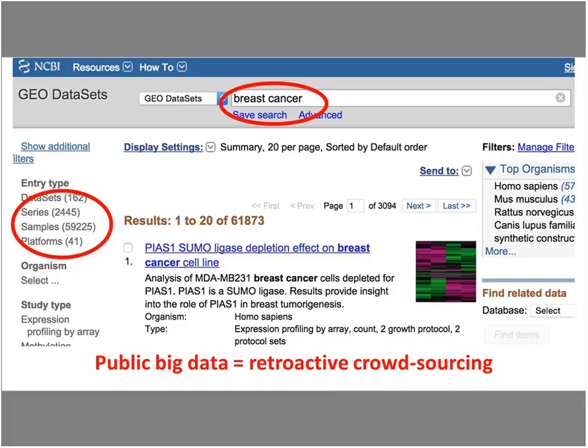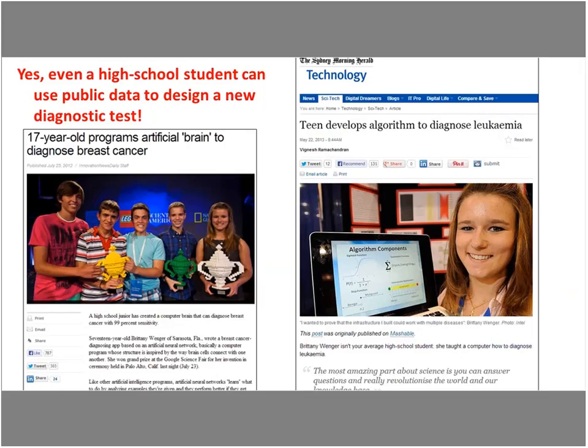So this is a digital repository of data, just sitting there waiting to get started on projects. Not enough scientists out there to even use this data. Now, if you have any doubts a high school kid can do it, I have to show you the one high school kid that actually did this. This is Brittany Wenger from Sarasota, Florida. I've yet to meet her. She's on the left picture there. She's on the right holding the white trophy.